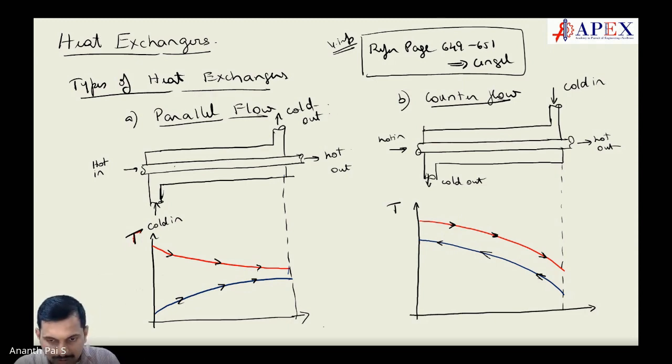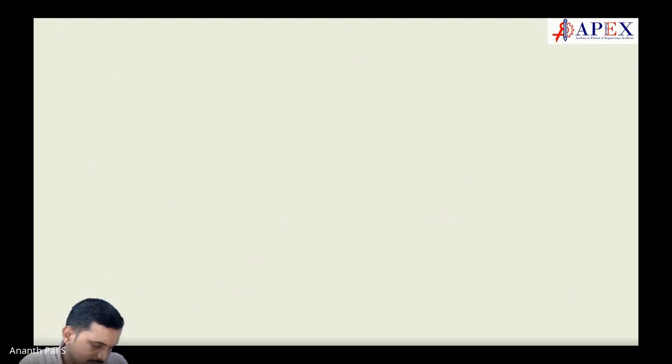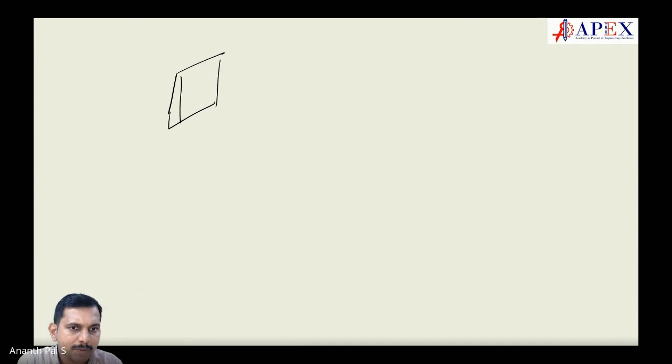But if you consider our AC air conditioner, you have a lot of plates very closely spaced. If you see, closely spaced, and then there are tubes which go inside this, right?